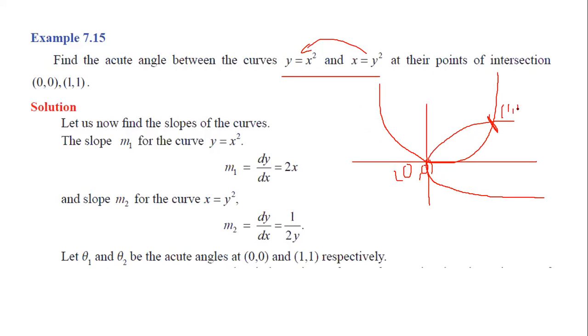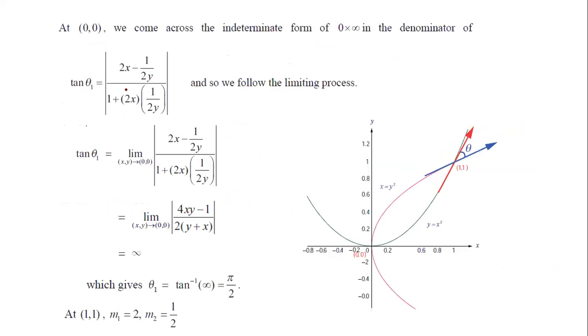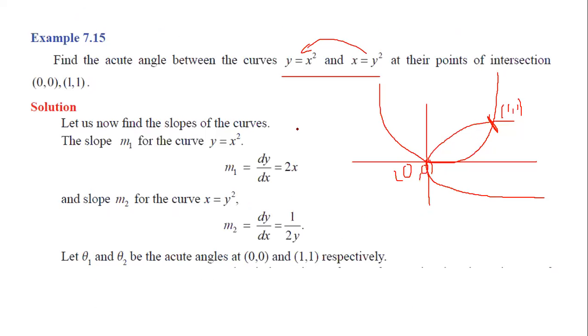This point is 1, 1. So what is m1 here? m1 is dy by dx, that is 2x. If you substitute x equal to 1, we will get m1, and the slope m2 for the curve x equal to y square, then dy by dx is 1 by 2y. Then if you substitute that value, tan theta equal to, because here the denominator has 1 by 2y.